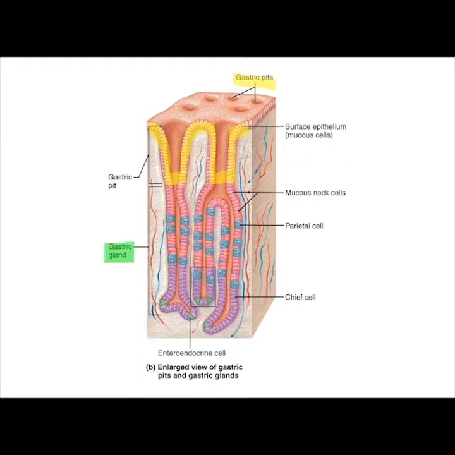Deep to them are the gastric glands. The gastric glands consist of several types of cells, and collectively these cells produce gastric secretions. Let's look first at the mucous neck cells. These are in the superior portion of the gland, and they produce a mucus as well. However, this is an acidic mucus, so it is different than the mucus produced by the mucous cells in the gastric pits.